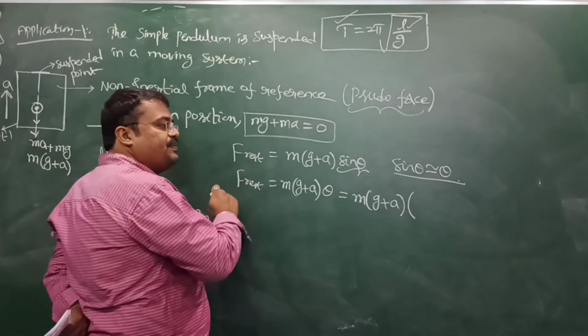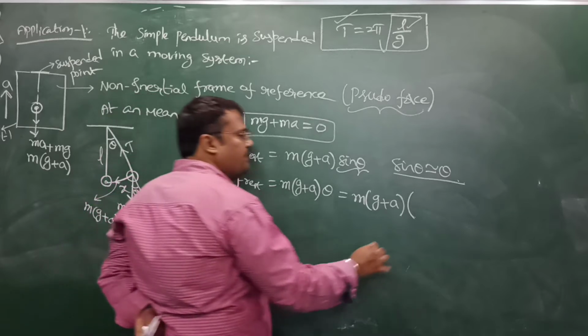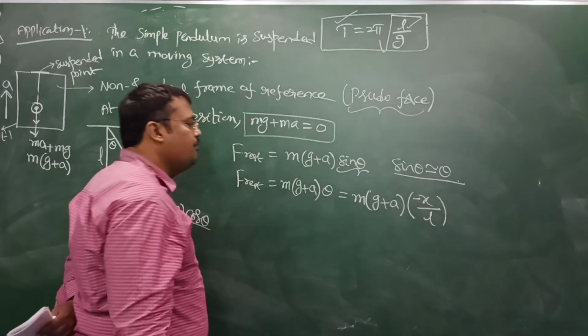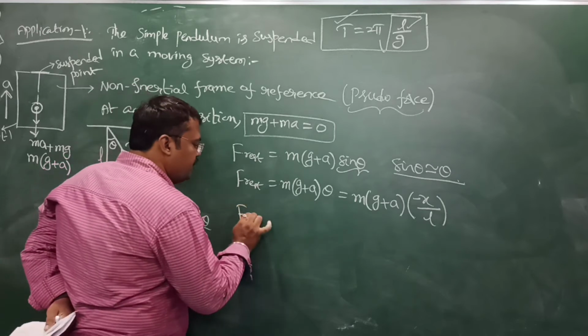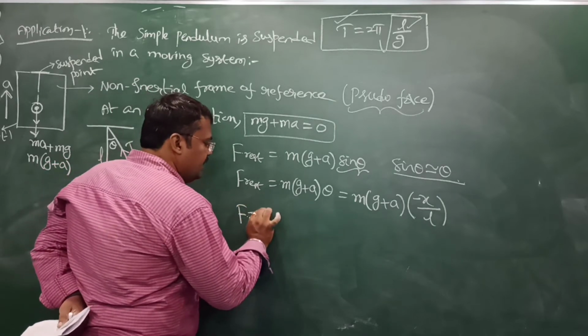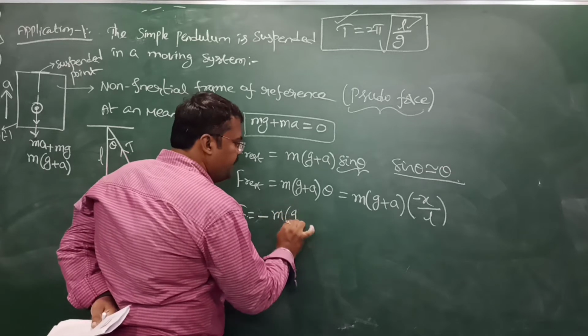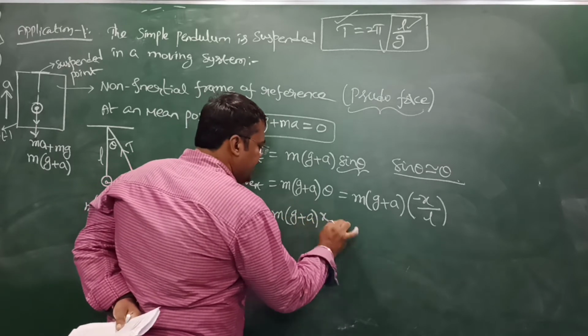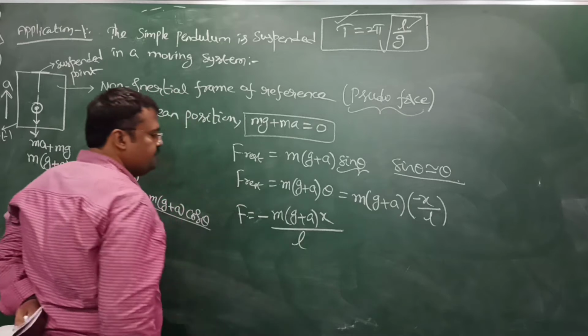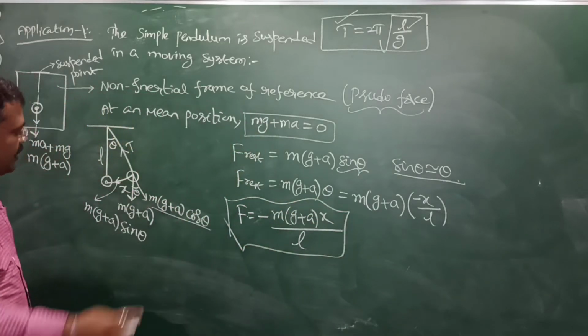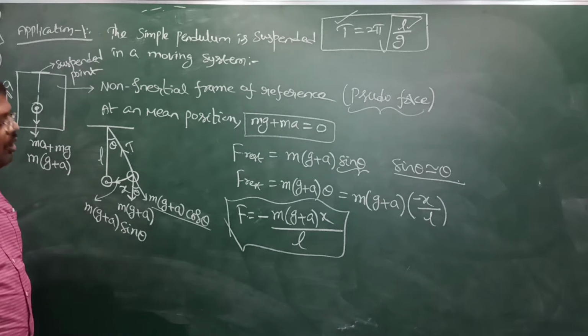But that displacement x is opposite to the direction of the restoring force. That's why it is minus x divided by L. So the restoring force F is equal to minus m into (g plus a) into x divided by L. This is the restoring force, which always acts towards the mean position.